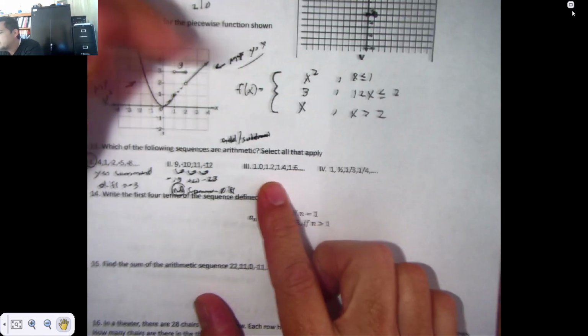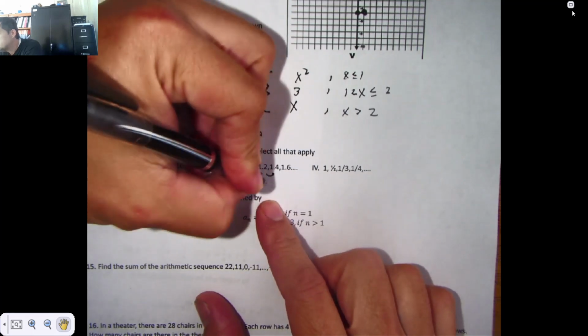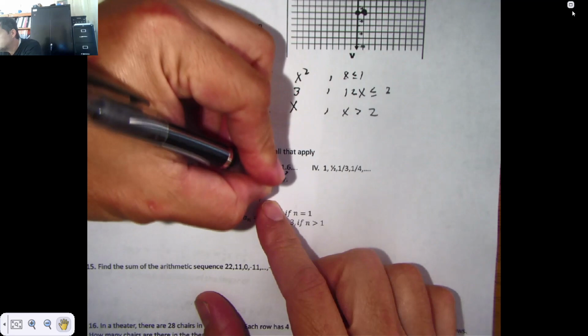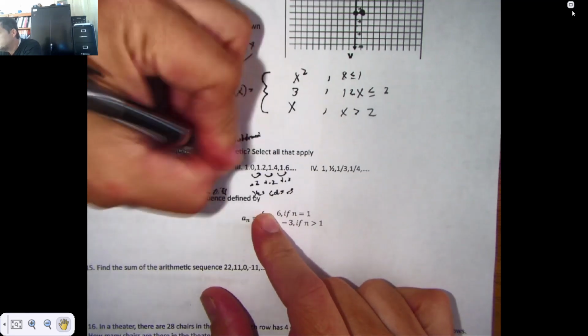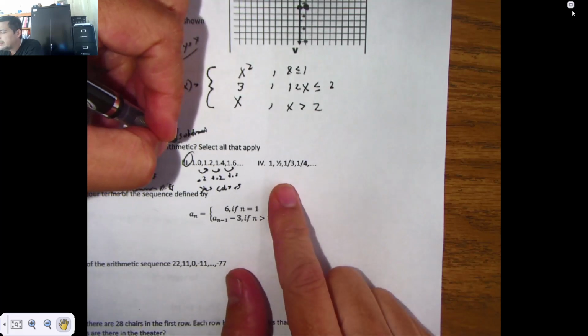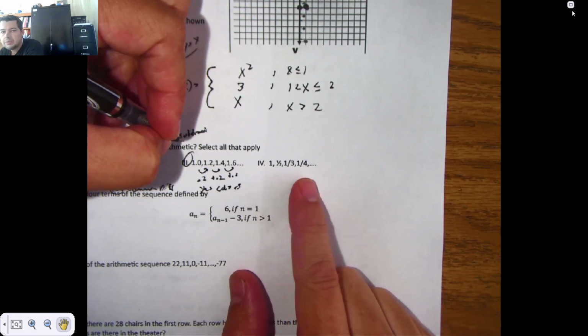Oh, we got some decimals, but it looks like it's 0.2 plus 0.2 plus 0.2. So yes, common difference is 0.2. Oh, and then we got fractions. It's going 1, 1/2, 1/3, 1/4.